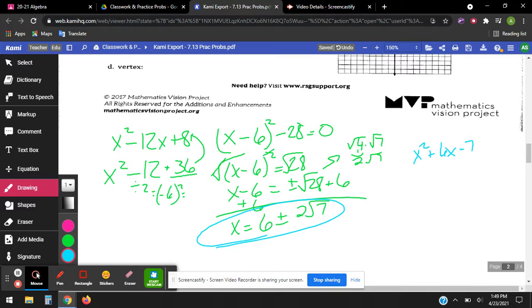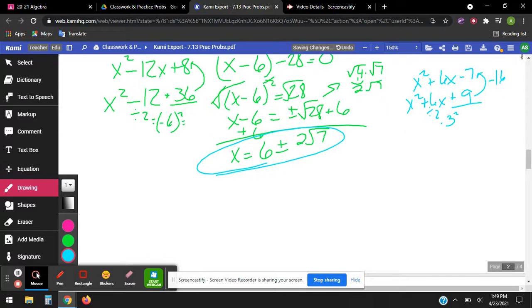Minus 7. Okay, so x squared plus 6x plus, divided by 2, equals 3 squared, equals 9. Nine down to that is a minus 16. All right, so (x plus 3) squared minus 16 equals 0, which means equals 16 if we add 16 to both sides. So the square root of 16, well, that's a nice number. x plus 3 equals plus or minus 4.